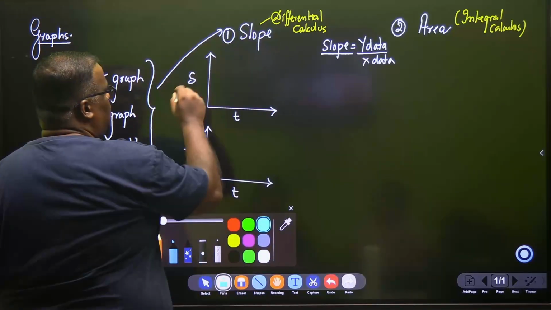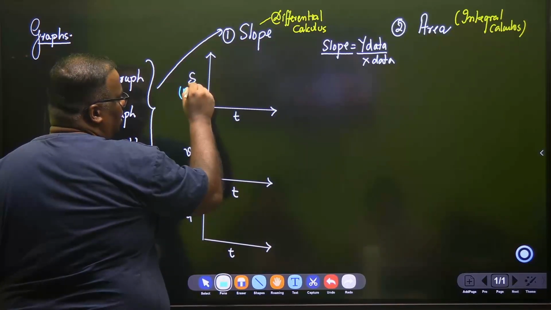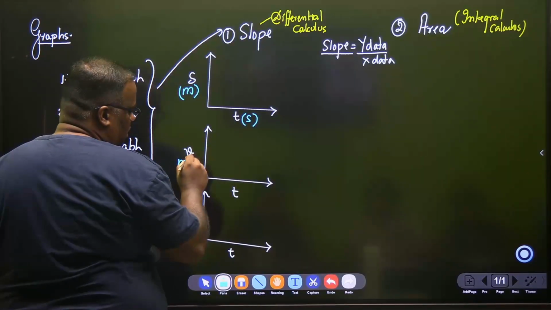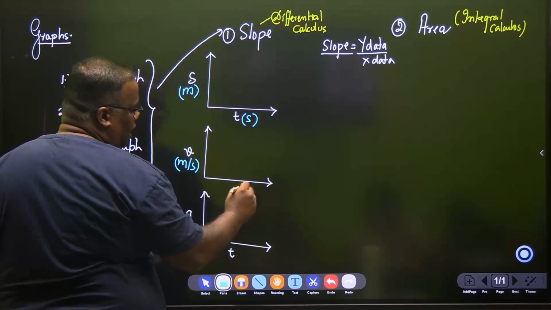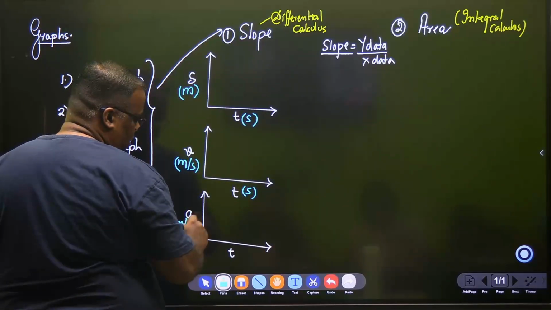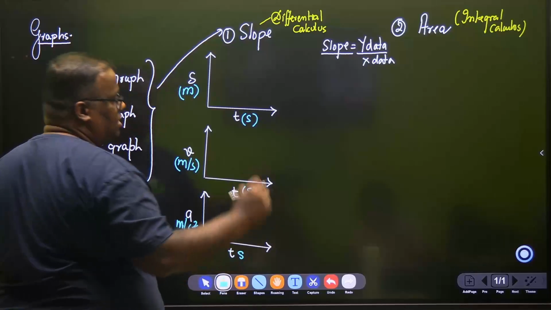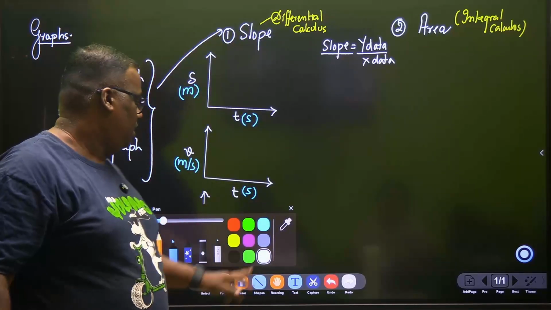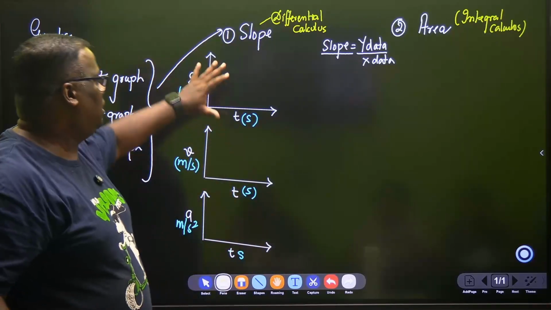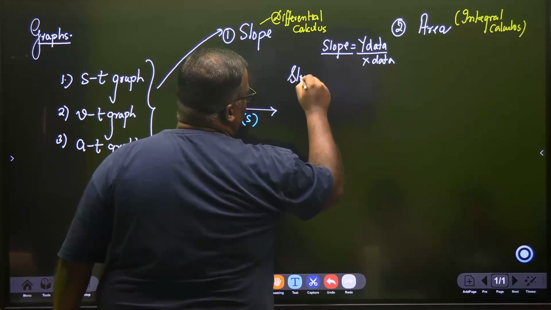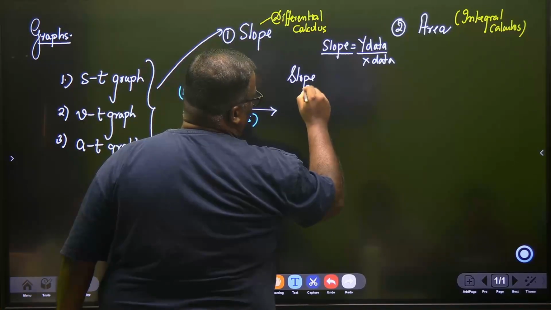Displacement is measured in meter, time is measured in second. Velocity is measured in meter per second, time is measured in second. Acceleration is measured in meter per second square, time is in second. Up till now, no doubt, children? Okay? Now let's see what does slope indicate here. Slope for what? ST graph.